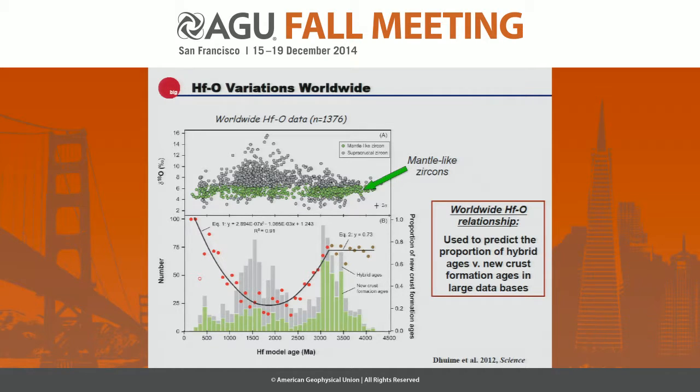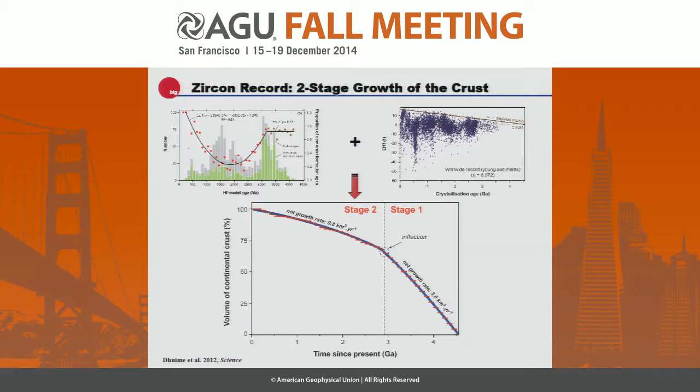And you can use that correlation to try and predict the proportion of those hybrid ages through time. And you can use especially that correlation in much larger databases for which you don't have oxygen isotopes. What we chose here is a worldwide compilation for young sediments, because we believe that they are the less biased representation of the magmatic evolution of the crust. And when you combine those two, you end up with a continental growth curve, which is the blue curve here.